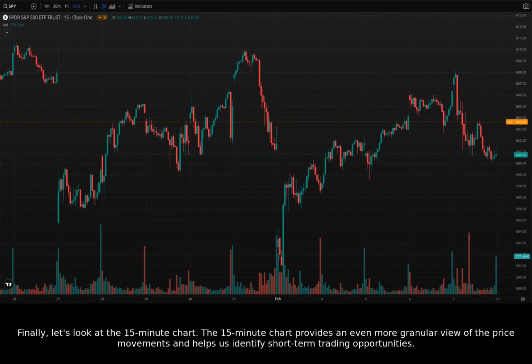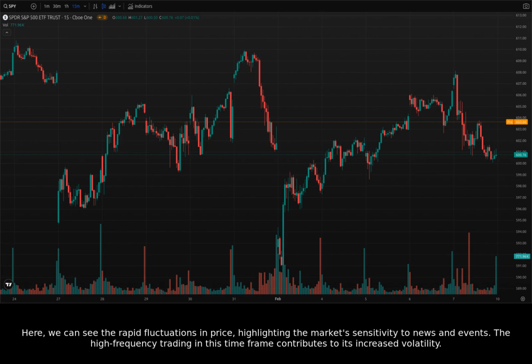Finally, let's look at the 15-minute chart. The 15-minute chart provides an even more granular view of the price movements and helps us identify short-term trading opportunities. Here, we can see the rapid fluctuations in price, highlighting the market's sensitivity to news and events.